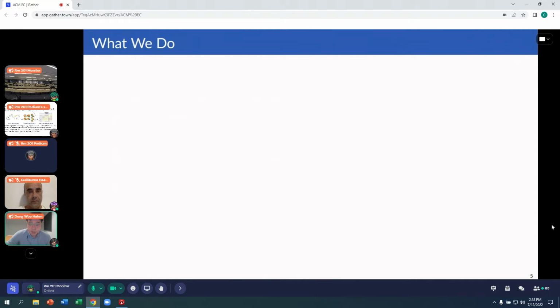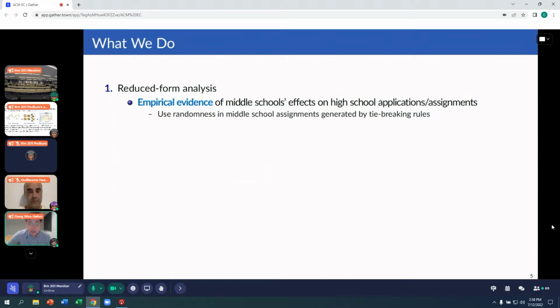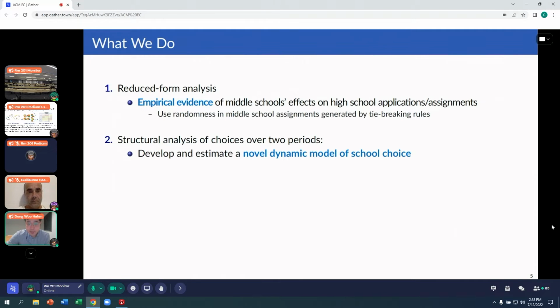So what we do in this paper, we first start by providing empirical evidence of middle school's effects on high school applications and assignments of the students. We make use of the randomness in the middle school assignments generated by the tie-breaking rules, as I just talked about in the previous slide. Next, based on this evidence, we develop and estimate a novel dynamic model of school choice. To do so, we make use of the dynamic discrete choice model, combined with large market matching theory, to model the dynamics of the school choices.